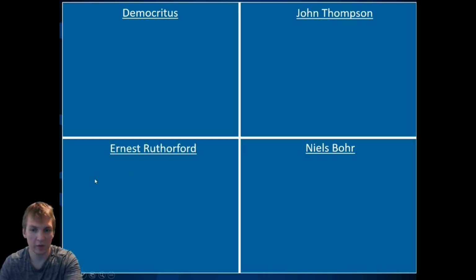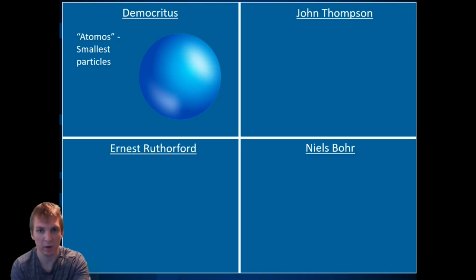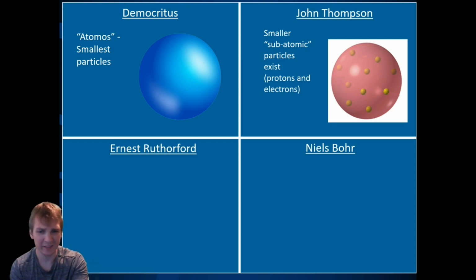All right, so just to recap, here's kind of like this graphic organizer of the history of the atom. So a long time ago, Democritus came up with this idea of atomos, which is the smallest particles. He didn't necessarily establish that they were spheres, but I just put it up there as a sphere. That wasn't until John Thomson. And John Thomson also came up with the idea, here's the big thing, that smaller subatomic particles exist. And so he came up with the idea of protons and neutrons.